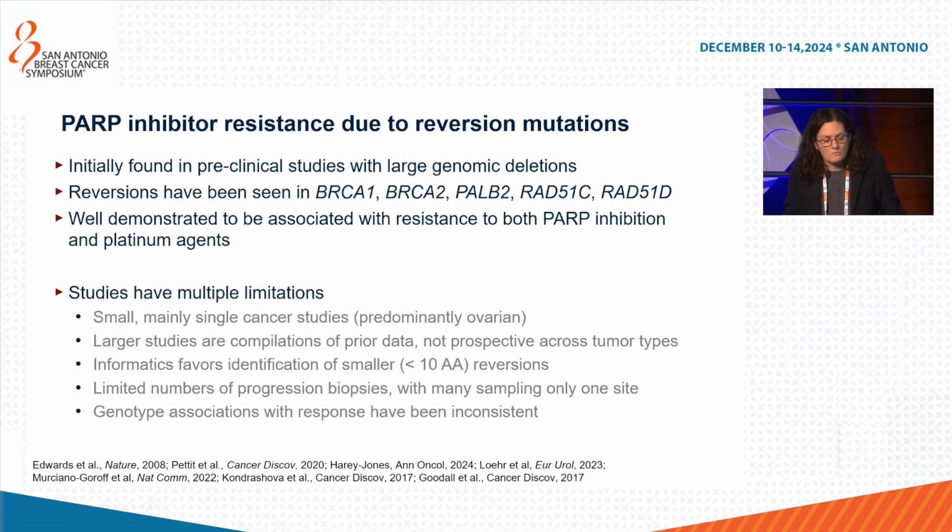They've been usually small, mainly single cancer studies focused predominantly on ovarian cancer. There have been a few larger studies, which have been compilations of prior data, not prospectively done across multiple tumor types. The bioinformatics technology to date has really focused on and identified smaller reversions. There have been a limited number of progression biopsies, with many sampling only one site, and the genotype associations with resistance, with response to therapy have been inconsistent. So you want to know if you respond better or worse. For example, with a mutation in exon 11 with BRCA1 or 2, there is not really consistent data, and that might give you hints about reversion mutations.